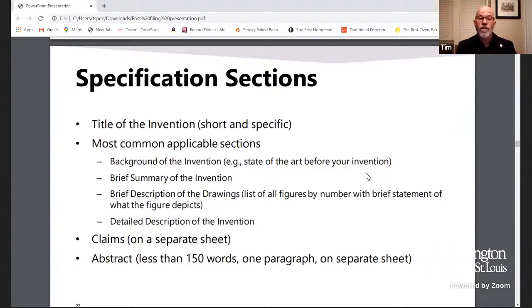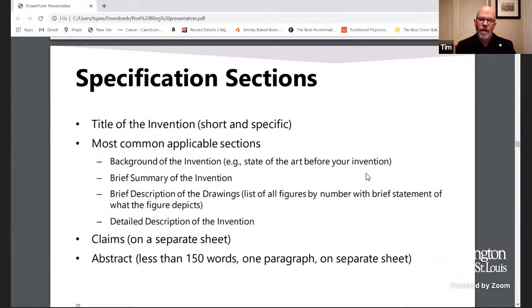Then you're going to tell us what your invention is, and you're going to start describing that. Usually the summary is just that. It's more brief. And then we go into a description of the drawings. If there are any, you'll describe all of those. You'll talk about them briefly in the brief description.